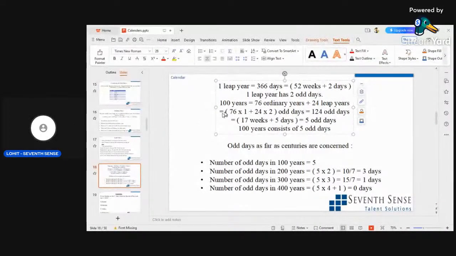Okay, okay. For that reason, I have written 24 and 76. Have you got it? Why have I written 76 and 24? 76 will be considered as non-leap years and 24 will be considered as leap years.